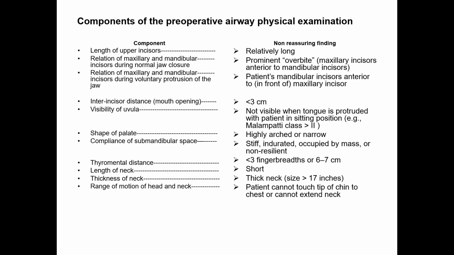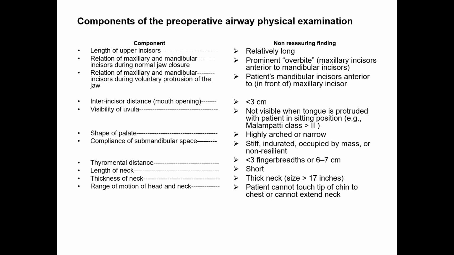The thyromental distance, if we can put 4 fingers, or more than 3 fingers, below the patient's chin, between the chin and the thyroid cartilage, that means it could be easy intubation. If less than 3 fingers, it could be difficult intubation.